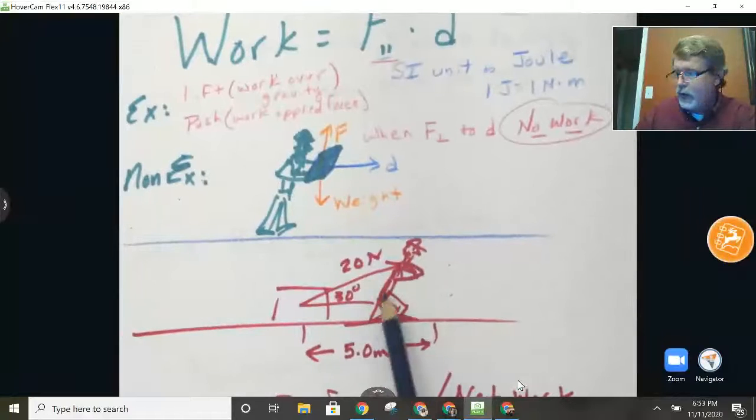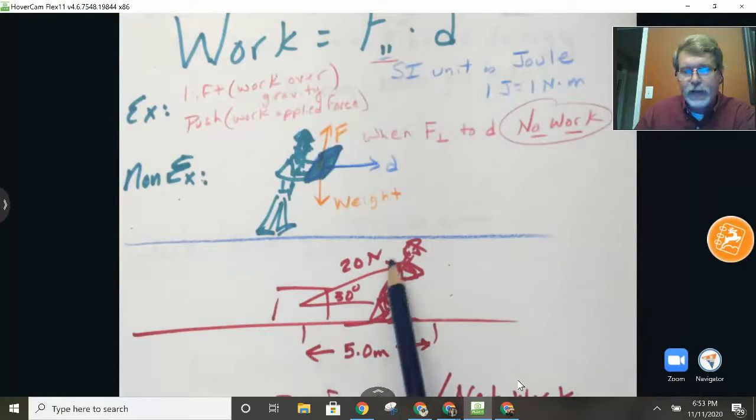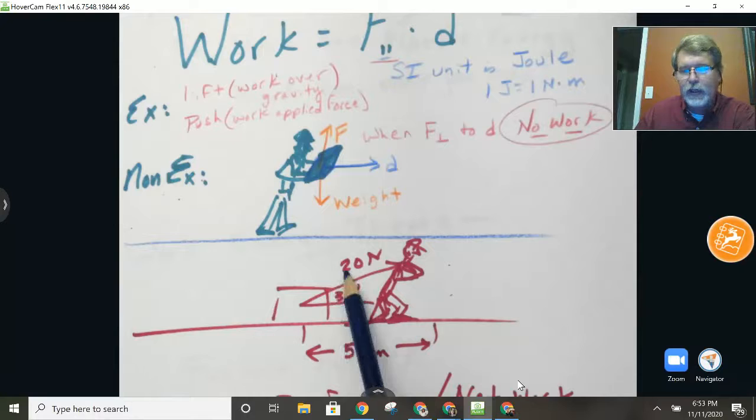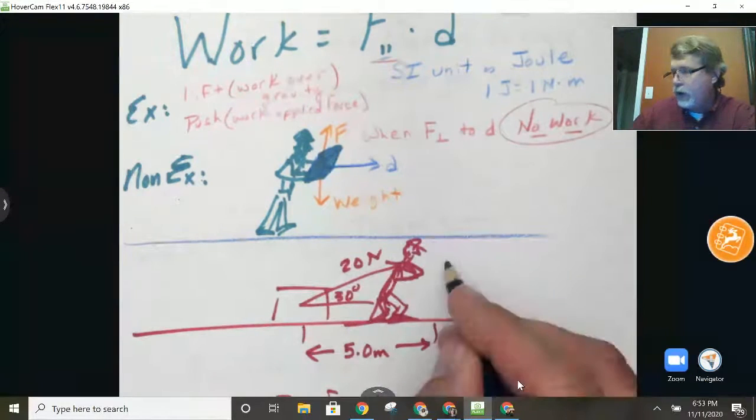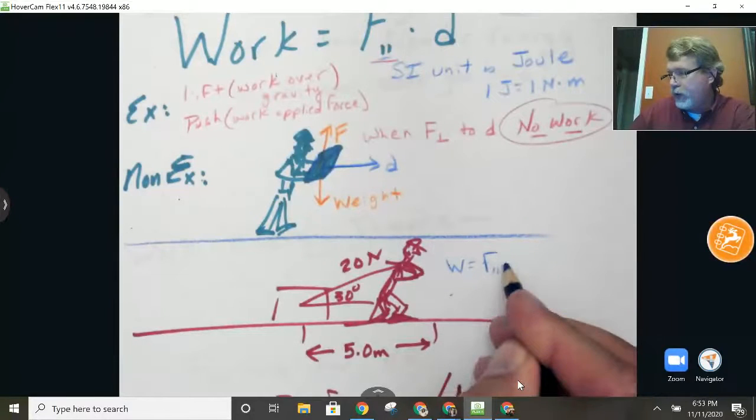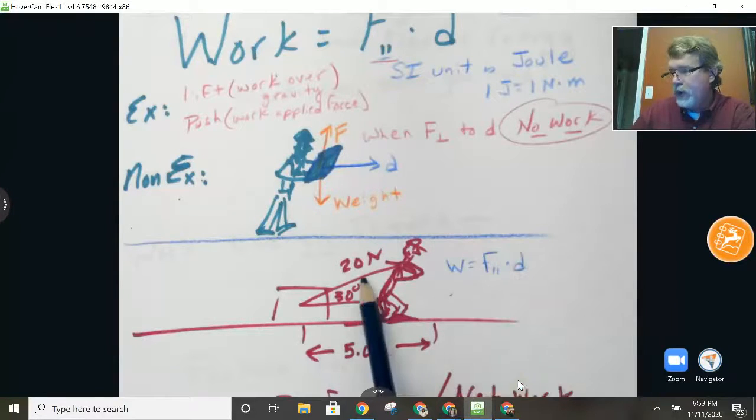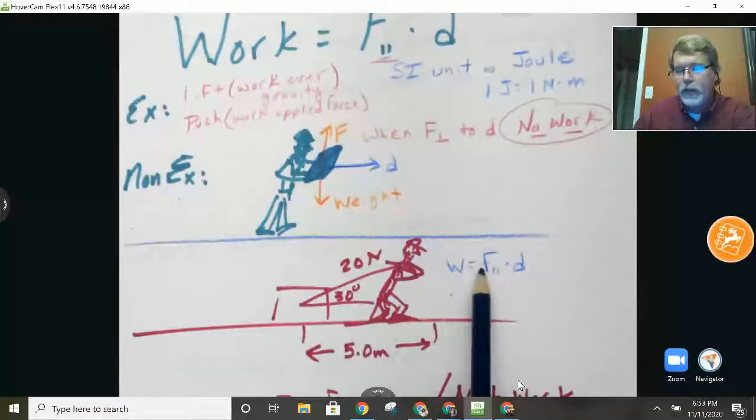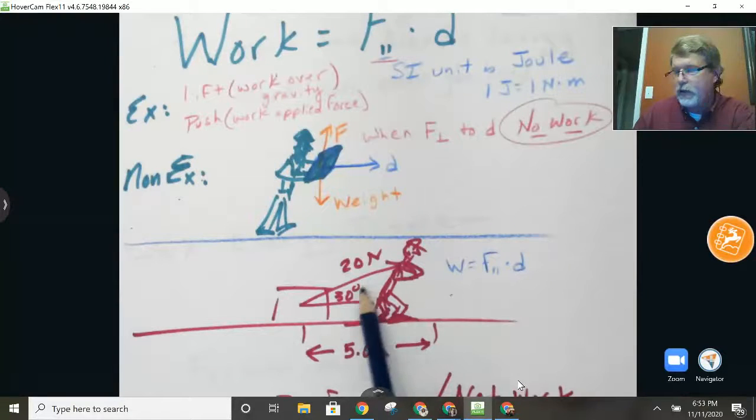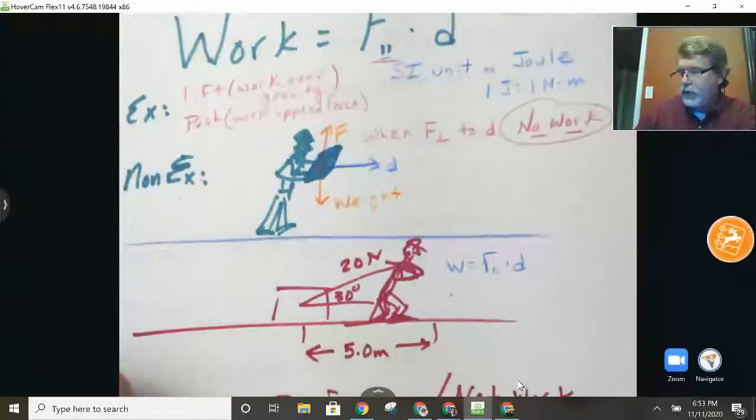When we look at this guy here, he is pulling this box by some type of rope, and he's applying a 20 Newton force at 30 degrees. So, again, work is the force parallel to the displacement. And so is the 20 Newtons parallel to the displacement? And the answer to that is no. So what forces are parallel?